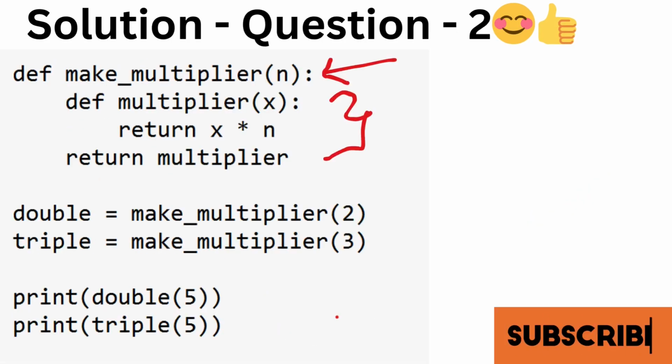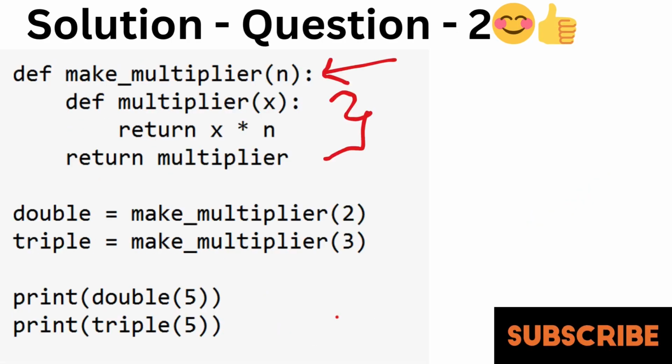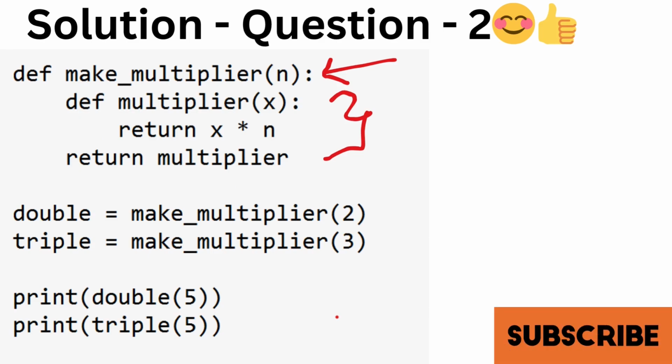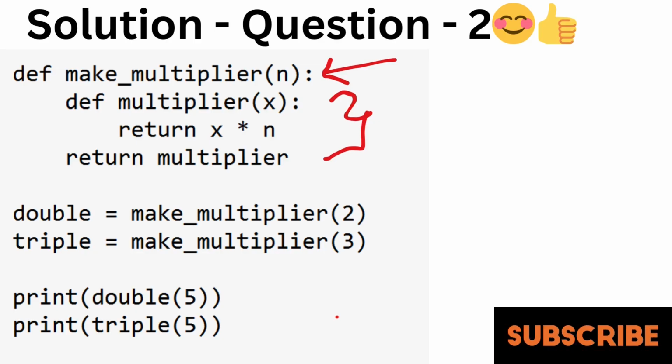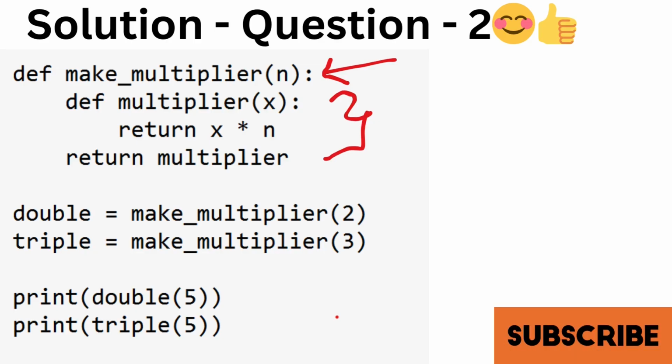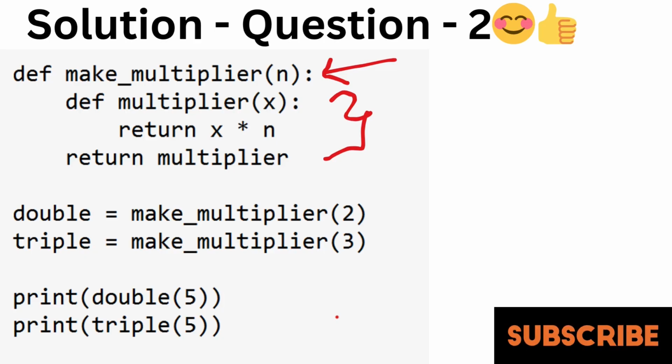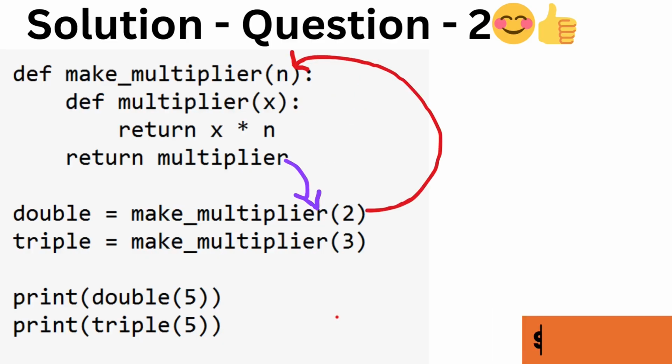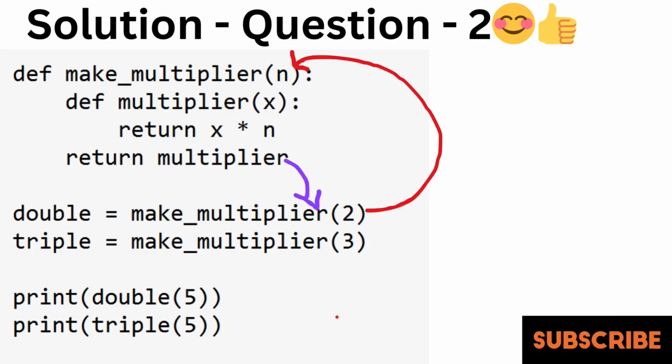So here, in the outer function, make_multiplier, it has a parameter n. Inside that, there is an inner function multiplier that takes parameter x, and this is the place where the closure is happening, where the inner function is using the variable n from the outer function. This outer function is returning this inner function multiplier as a function object with reference to n. So this is the function definition. In this question, we got two function factories, I suppose.